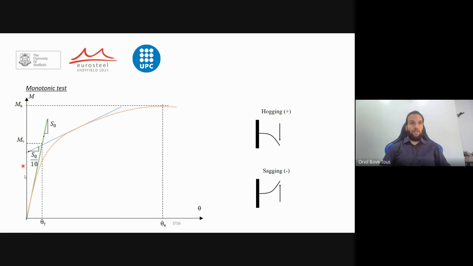Here we see the results of the first test applied, which is the monotonic test. This test has the only objective to extract the yielding limit of the connection, the point where the plastification starts, the yielding starts. Two types of this test will be done. The first one, the hogging. The sign of this test is taken positive, pushing the beam downwards. And the other one is the sagging, which consists of pulling the beam upwards, and it has this sign criterion, it is negative.